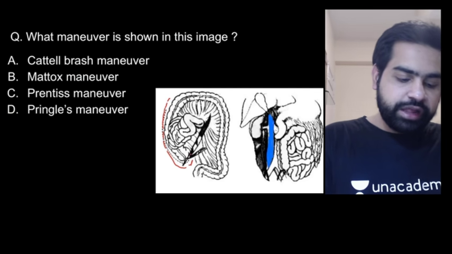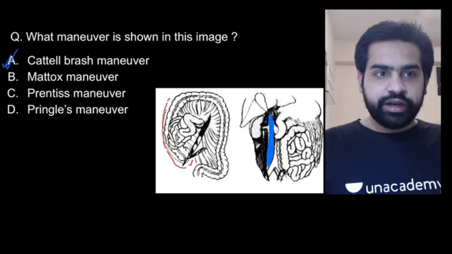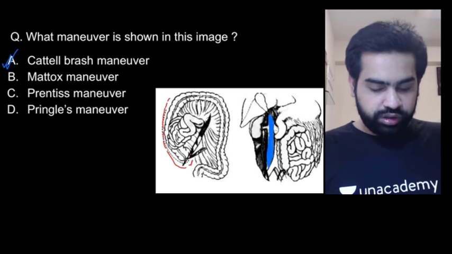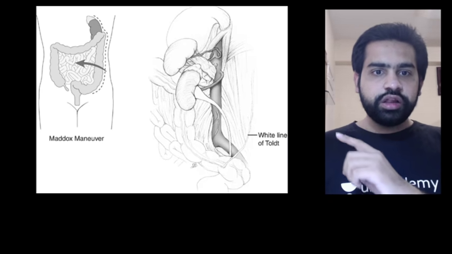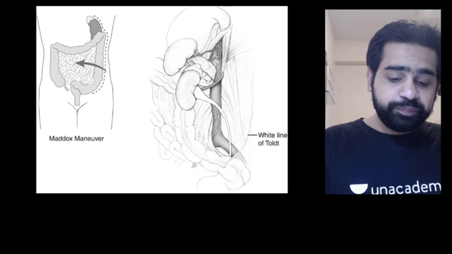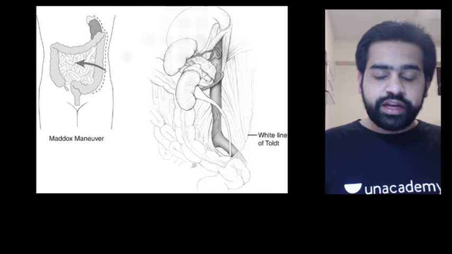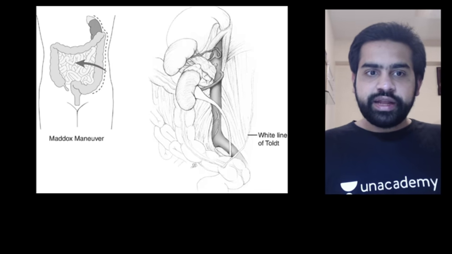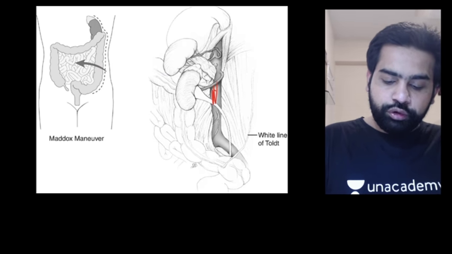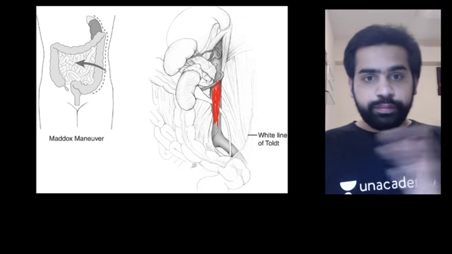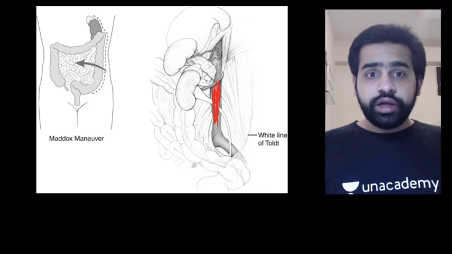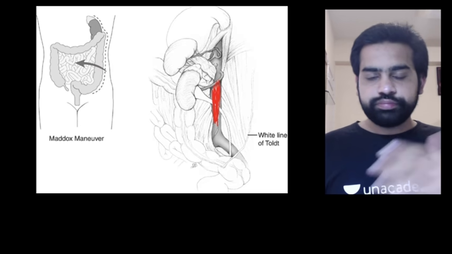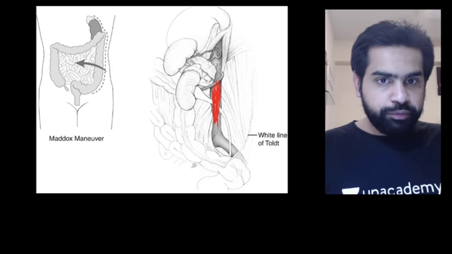If you're answering it as the Cattell-Braasch maneuver, you're absolutely correct. But let us have a look at it. One is Cattell-Braasch, one is Mattox, and many times students get confused. The other one, the Mattox maneuver, is shown in this particular image. What they're doing here is a left medial rotation of the viscera. By doing this, they are gaining access to the aorta. So by performing a left medial rotation, they gain access to the aorta. By performing the right medial rotation, they gain access to the IVC or the other retroperitoneal structures. I hope you understand this.